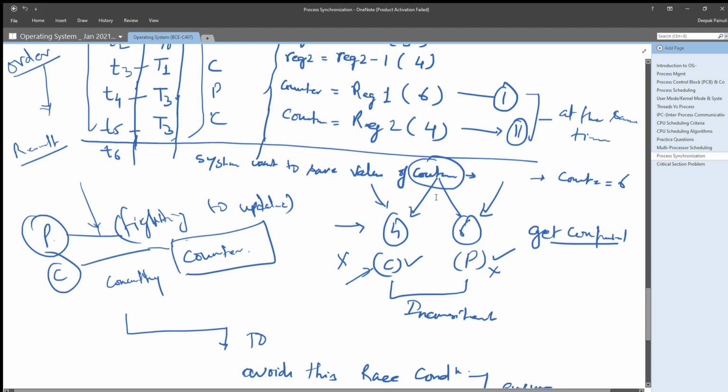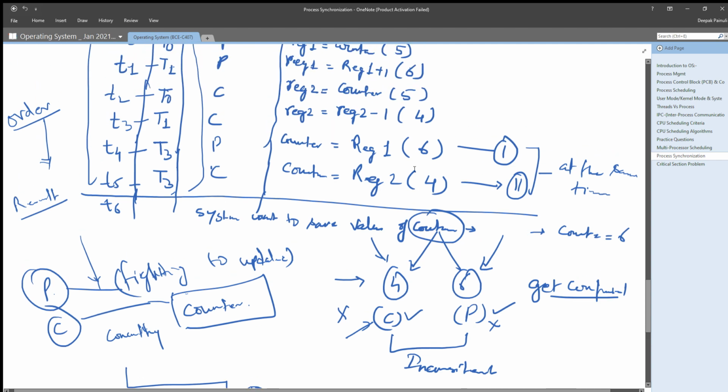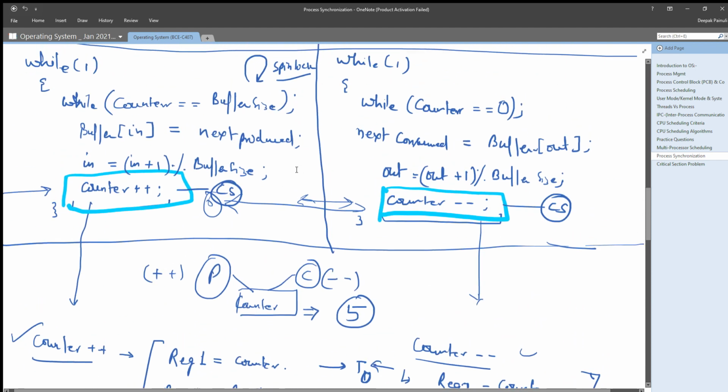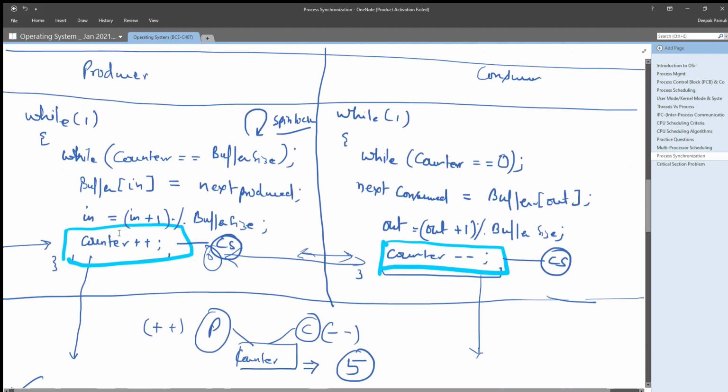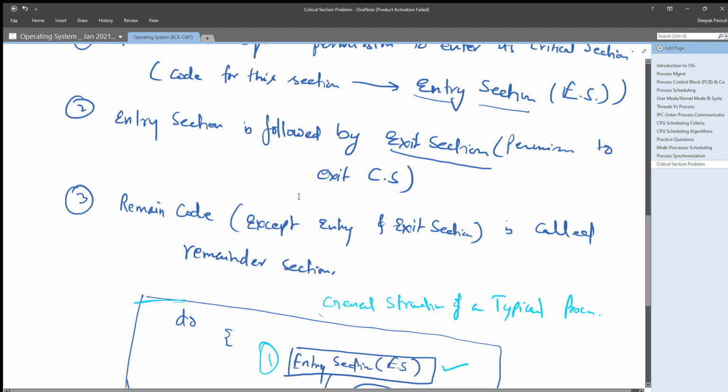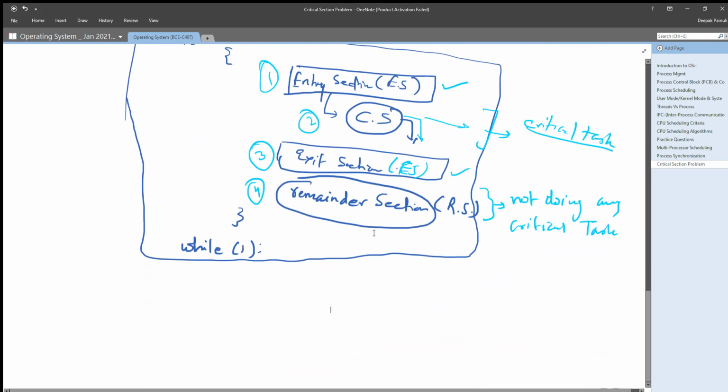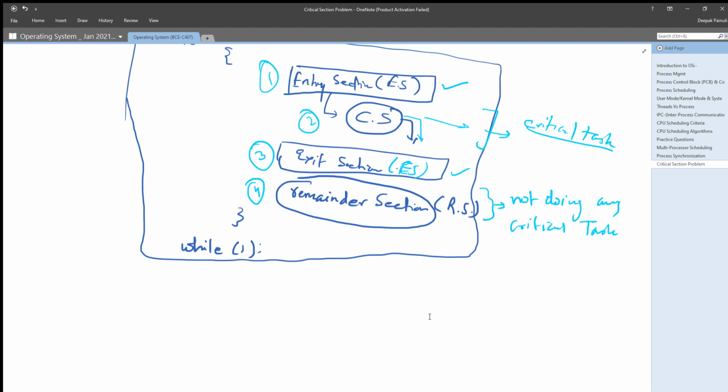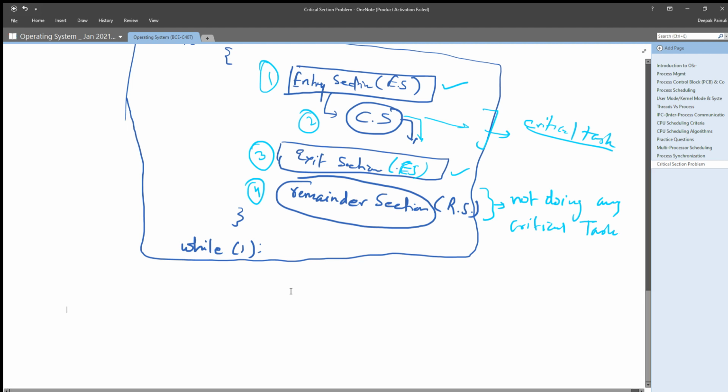And why is it happening? Because producer and consumer processes both are doing critical tasks at the same time on a common variable. So that was the critical section problem, right? So what we can do to solve this critical section problem? If you want to give any solution for this particular problem, synchronization problem, critical section problem, this solution must ensure three conditions.